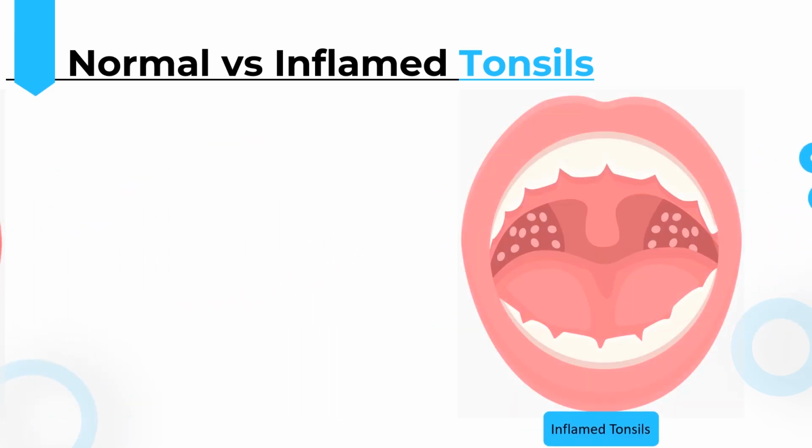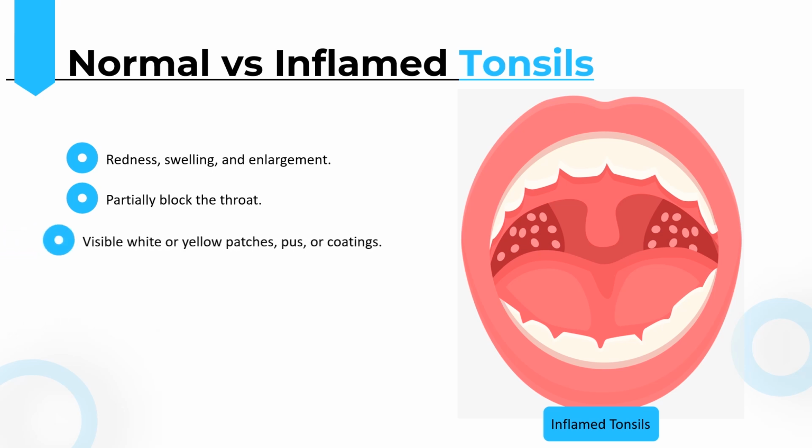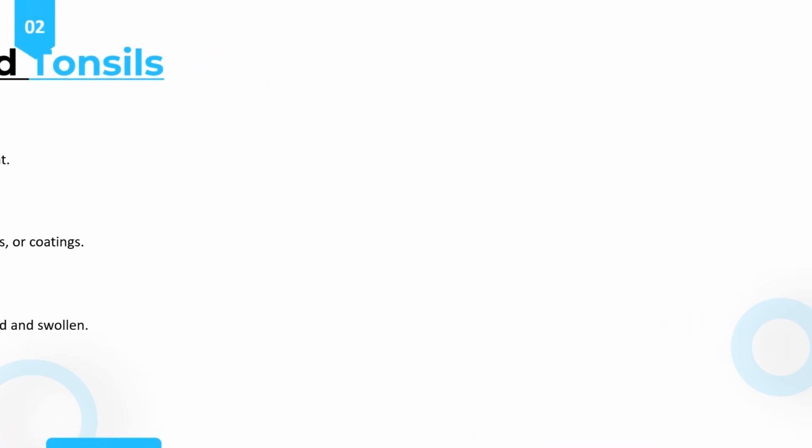On the other hand, inflamed tonsils are characterized by redness, swelling, and enlargement that may partially block the throat. They often have visible white or yellow patches, pus, or coatings. The surface appears rough or irritated, with prominent crypts sometimes filled with debris. Surrounding tissues may also appear red and swollen.